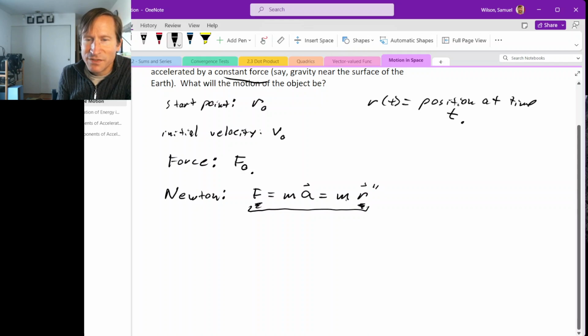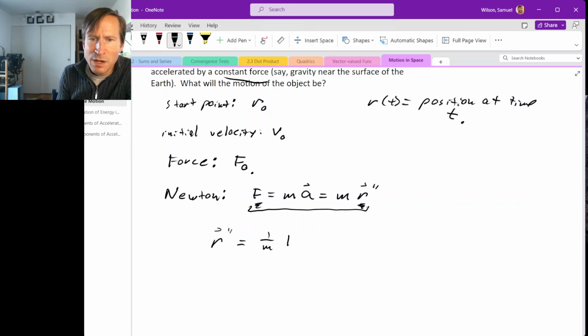Let's divide the m to the other side. So this says that r double prime is equal to 1 over m times f. But remember, we're in a situation where there's only one force causing an acceleration, and it's this constant force that we named f sub 0. So this f right here is actually f sub 0. There aren't any other forces.